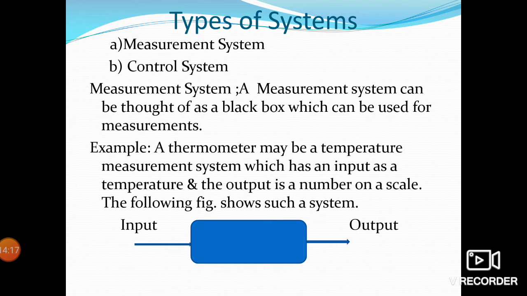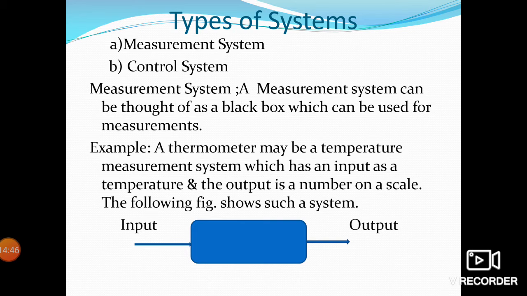So there are two important types: one is called a measurement system and the second one is called a control system. Again we are defining with the same words with a slight change in the definition. If you consider the previous slide, a measurement system can be thought of as a black box which can be used for measurements. Whenever I want to go for measurement, we call it a measurement system.